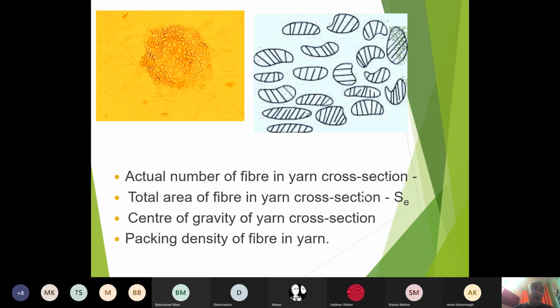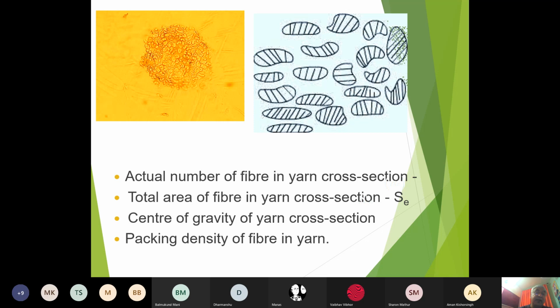From the cross section, the first information I get is the actual number of fibers in the yarn cross section, because the number of fibers will depend on the type of fiber I'm using, the amount of twist that I'm giving, the packing density, and all these factors will decide the number of fibers in the yarn cross section. Second, the cross section will give the total area of fiber in the yarn cross section.